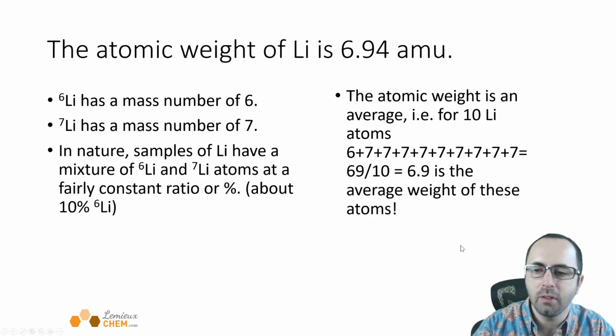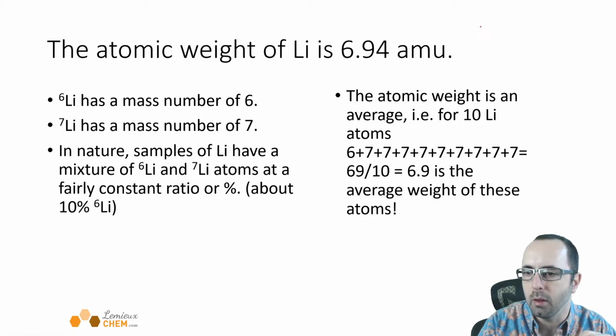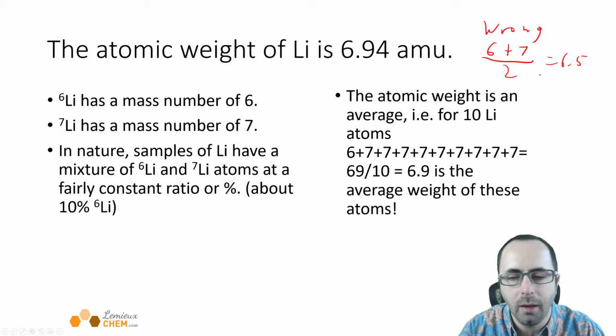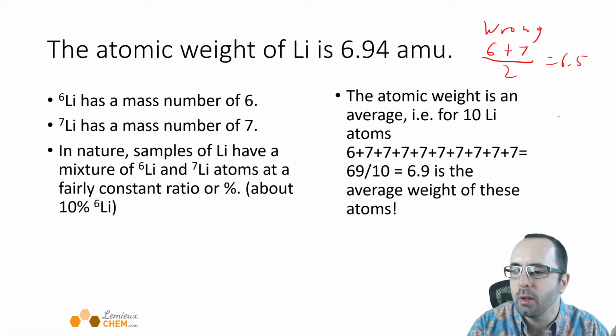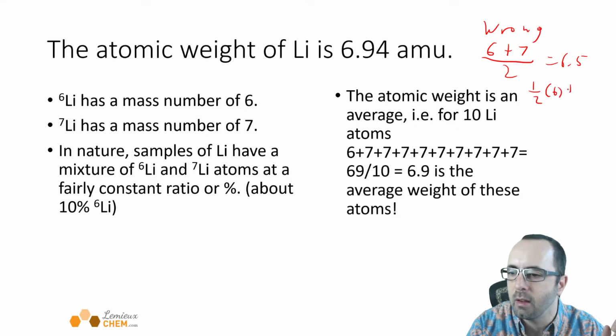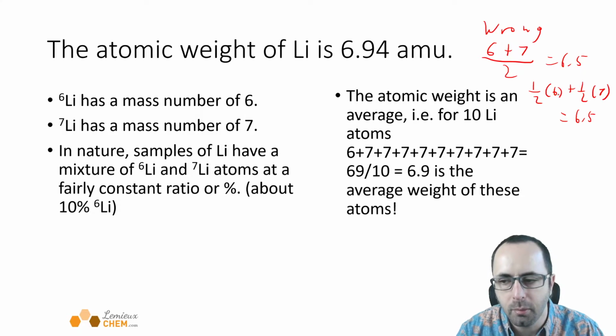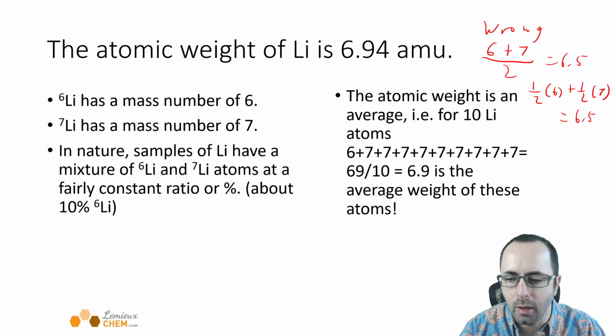So notice, if you just average the numbers, this would be the wrong way. If we average the numbers 6 and 7, and we divide by 2, we'd get 6.5. But that's not the average atomic mass of these atoms, because what we're saying when we do this is, well, we think 1/2 of the atoms are 6, and 1/2 of the atoms are 7. And that gets you 6.5. Half of 6 plus half of 7 gets you 6.5. But that's not true at all.